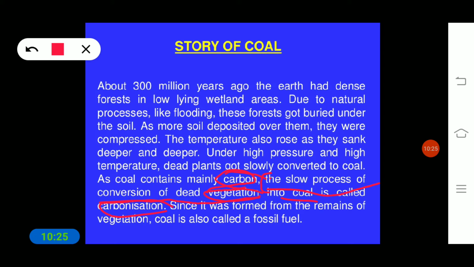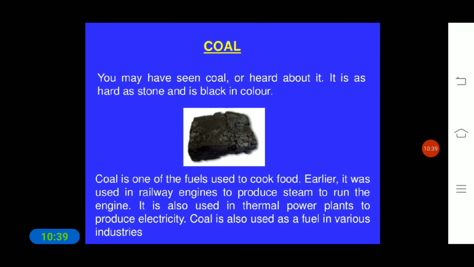Since coal was formed from the remains of vegetation, it is also called a fossil fuel. Why is it called a fuel? Because it is used as a fuel for various industries. Also, coal produces steam to run the engine, and it is used as a fuel to cook food. That is why coal acts as a fuel.